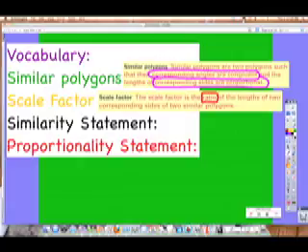Okay, similarity statements come up later, and so do proportionality statements. And I want to make sure you know the difference between the 2. The similarity statement, let's just write an example. I want you to see what it looks like visually. Similarity statement would be like this. A, B, C, D is similar to E, F, G, H. That is a similarity statement. The little squiggly means similar. Just saying this shape is similar to this shape. That's an example. That's what a similarity statement looks like.